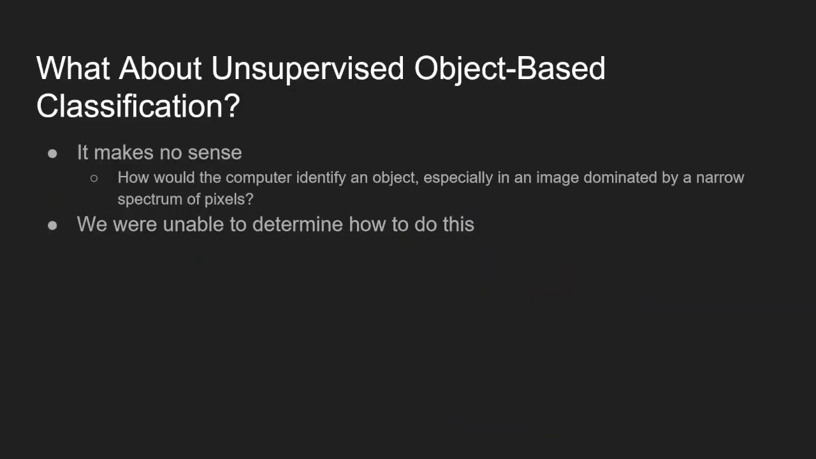Now, why didn't the last slide include unsupervised object-based classification? Well, because we didn't do it. It really just doesn't make any sense to us, because how would the computer identify an object without initial user input, especially in an image like the one that we just showed you, where the whole image is dominated by a narrow spectrum of pixels? In our example, it was a lot of browns and greens. We just couldn't come up with a way to do this. We're not even sure if we are able to do this in any way that produces a usable output. But anyways, that's our project.